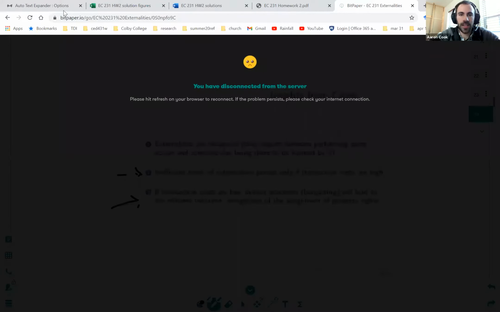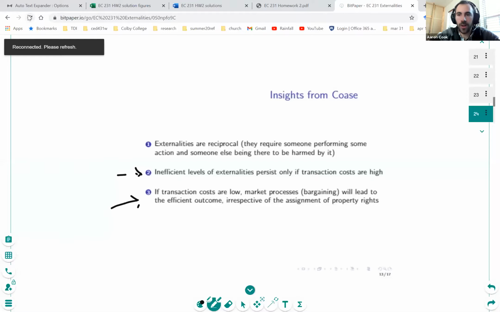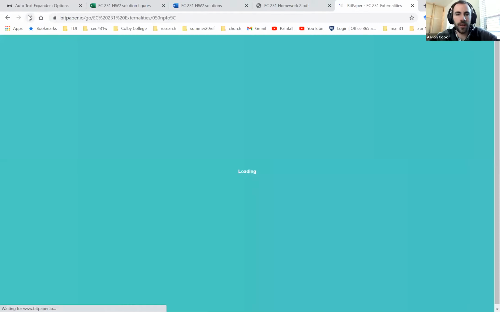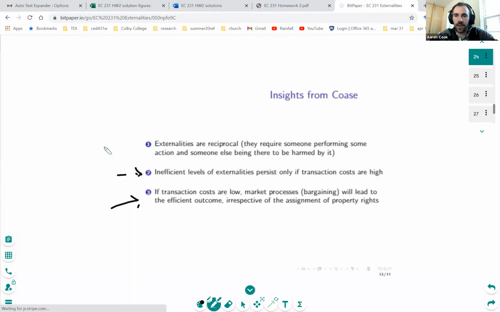They're going to have a much better idea of what to do about that situation than the government is. So Coase's insight was, first of all, that externalities are reciprocal, that they require both somebody undertaking an activity as well as somebody who's on the receiving end of an activity.